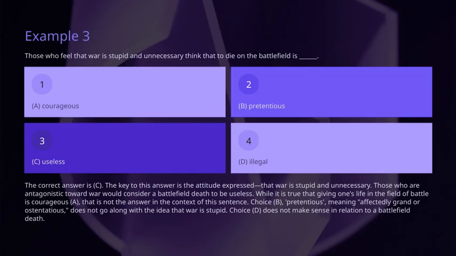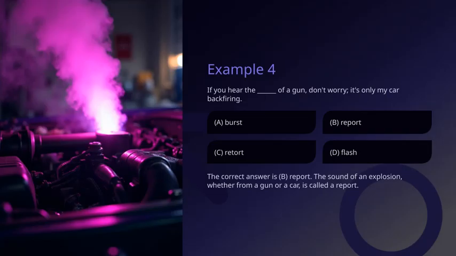So the key takeaway here is that understanding the attitude behind the statement helps us pick the right answer. This example ties into the overall theme of how attitudes and perspectives influence our understanding of words and situations. Let's look at example 4.